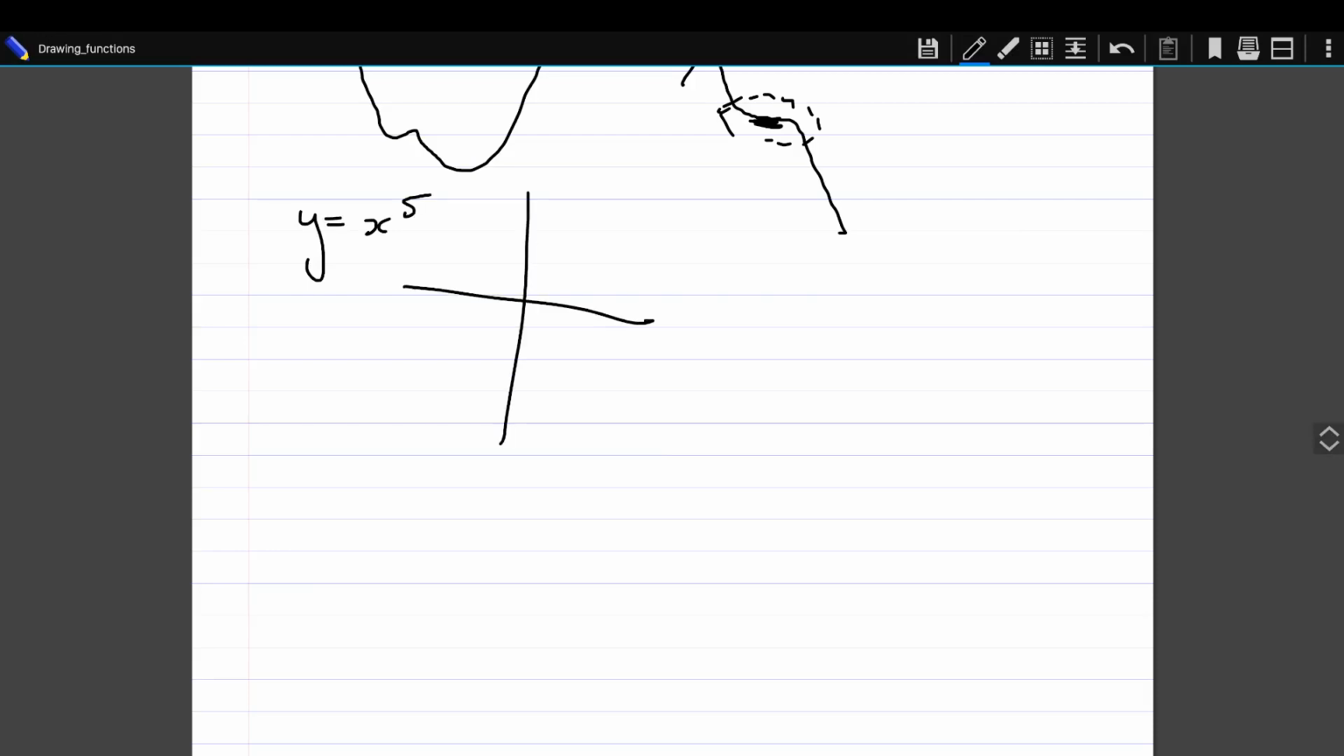Y is equal to x to the 5 looks very similar to y equal to x to the third. It just rises quicker and falls more quickly on this side. But now again, in there many more bumps are encoded. So if we deform this function a little, we could actually get something like this.